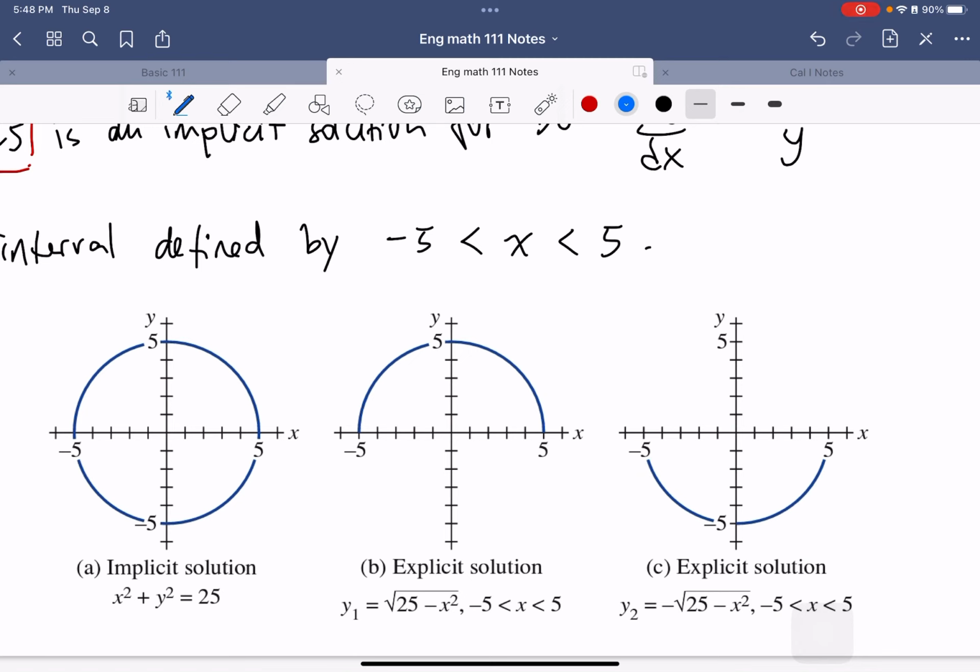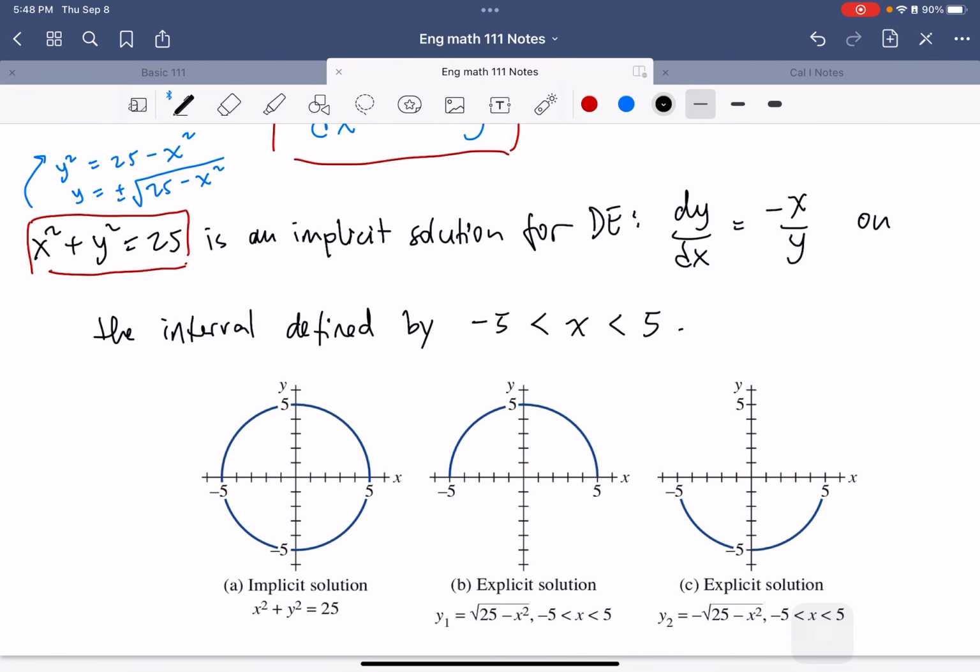So every time you see anything that has two variables, we can look at the implicit solution. So here's the positive one. Having the interval negative 5 to 5 is the same interval, all the same interval. Now that's implicit solutions.